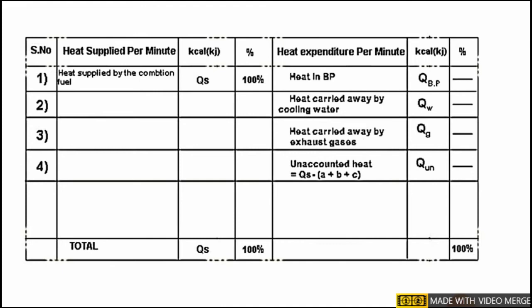So if you add all these things, the unaccounted heat and the individual heat utilized by all these three, it should be approximately equal to the heat supplied. That is almost 100%. So the balancing of the heat supplied, heat utilized and heat unaccounted should be approximately equal. So this is called the heat balance sheet.